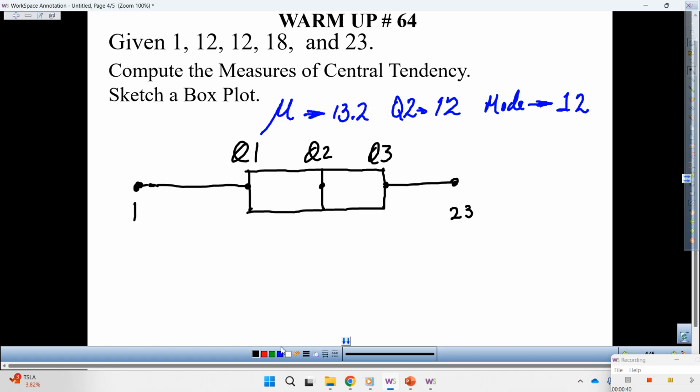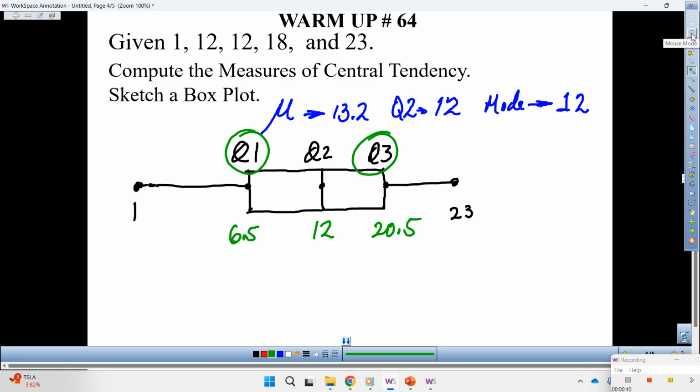All right, who went last? Pass someone. What'd you get for Q1? 6.5, that is correct. Pass someone. Q2? 12, that is correct. And Q3, pass someone. 20.5, that is correct. Send that in, please. Make sure you got that work.